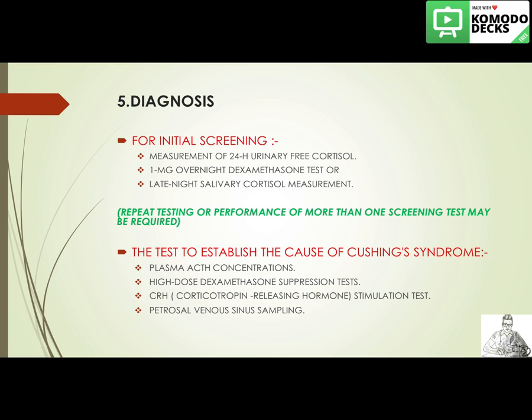When the patient has Cushing's symptoms and the initial screening tests are also positive, in that case we have to validate the cause and source of Cushing's syndrome, and we need to go for the confirmatory test. Generally, we perform the plasma ACTH concentration test, high dose dexamethasone suppression test, CRH stimulation test, and petrosal venous sinus sampling test.